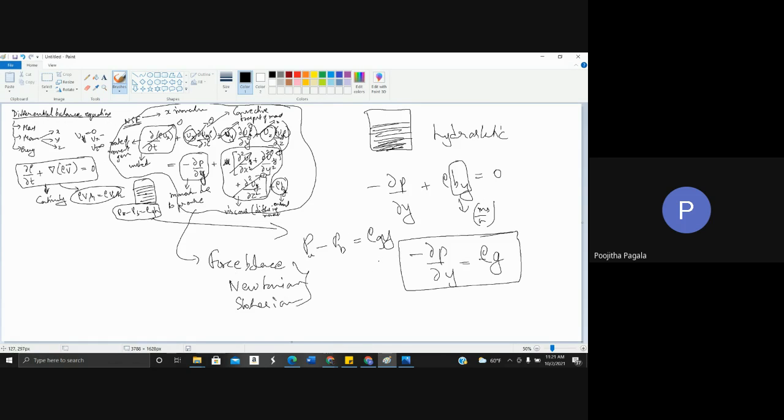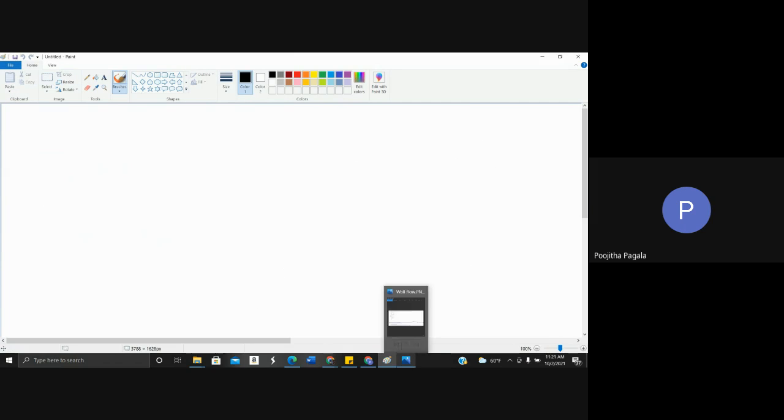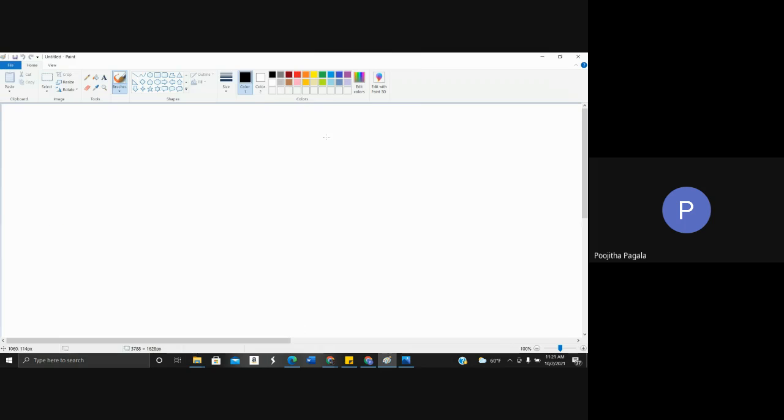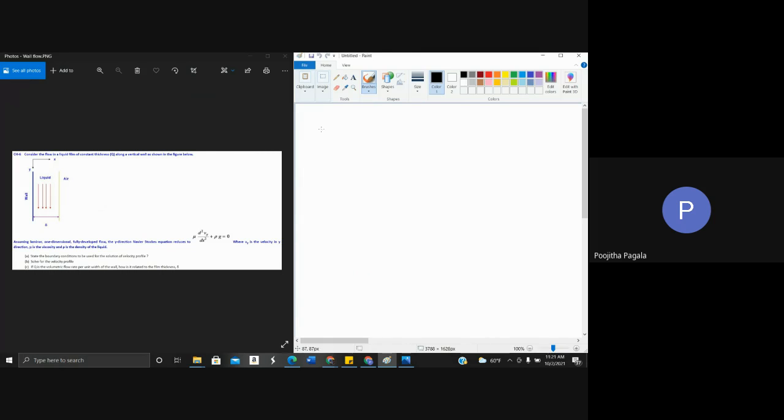Let us now look at the problem. So this is the problem where they are saying, look at this, after assuming laminar flow, one-dimensional, fully developed, the y Navier-Stokes equation reduces to this: mu d square vy by dx square plus rho g is equal to 0, where vy is the velocity in the y direction, mu is the viscosity.